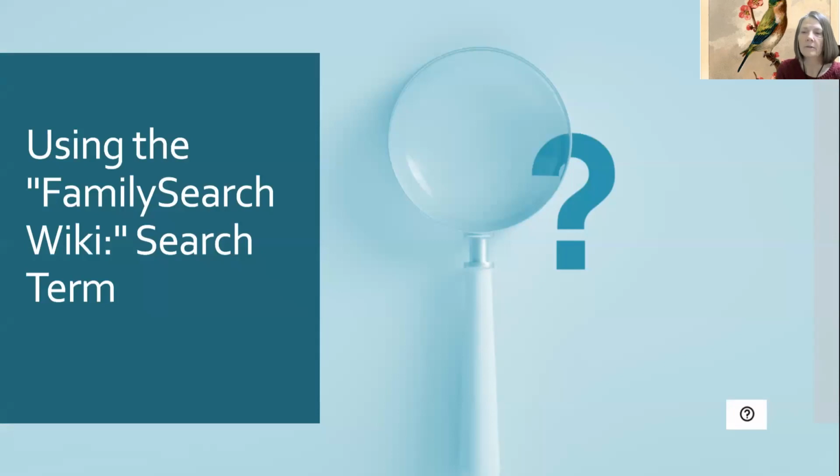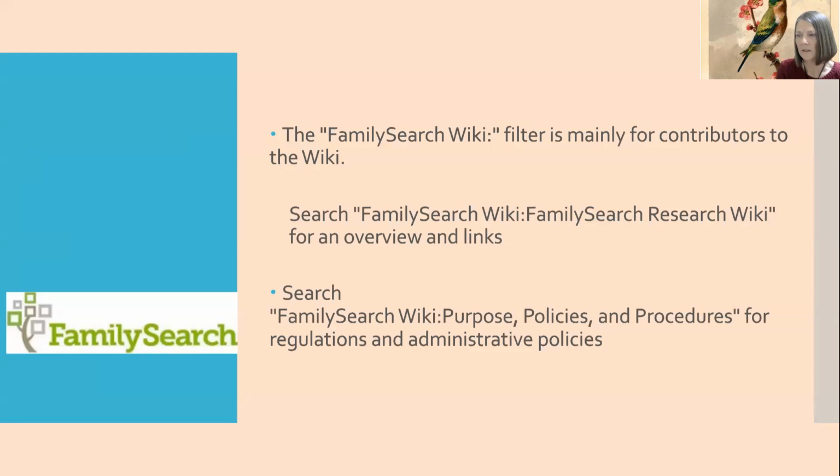There's another one that's kind of useful. It's called FamilySearch Wiki. This is more useful for people who are going to be contributing. So you can use it to search these two basic things. FamilySearch Wiki, FamilySearch Research Wiki, gives you an overview of the wiki and some links on how to contribute. You can also search FamilySearch Wiki purpose, policies, and procedures, just so you know what the regulations and administrative policies are. If you're going to be a contributor, you want to know that. It's pretty important.